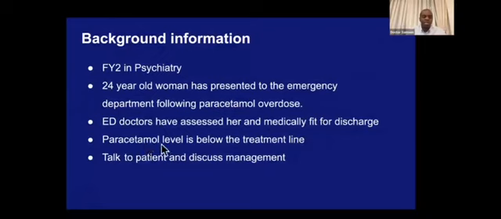The paracetamol level has been checked and is below the treatment line. This particular information will be given to you in the task itself. What you must do is talk to the patient and discuss management.